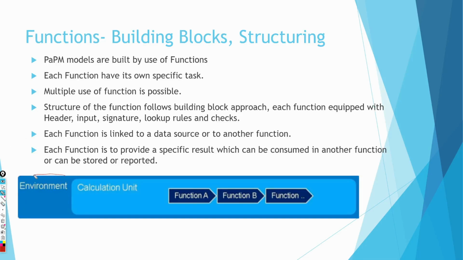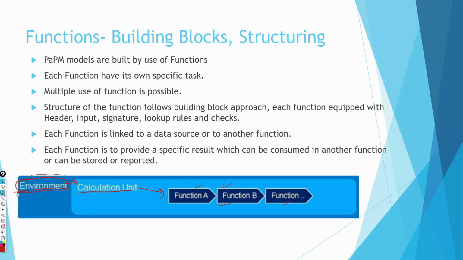First there will be an environment on top. Under the environment there is a calculation unit. Under the calculation unit there are different functions. The functions that I spoke about earlier, like information function, processing function, all the functions are created here. But the structure that is followed is like this. First we create an environment. What an environment is and everything we will discuss, but this is just an overview of the structure of PAPM modeling.